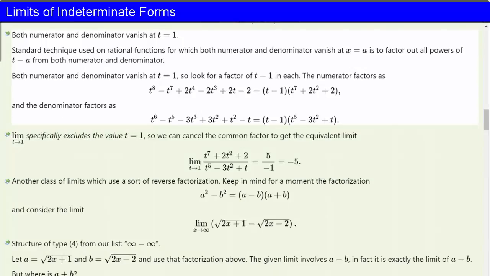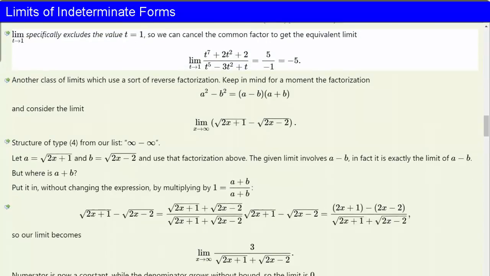The standard technique used on rational functions for which both numerator and denominator vanish at x equal a is to factor out all powers of t minus a from both numerator and denominator. This is straightforward in theory, but sometimes genuinely tough to carry out. In this case, both numerator and denominator vanish at t equal 1, so we look for a factor of t minus 1 in each. Be aware that the factor could be raised to a power. It turns out that in this case, the numerator factors as t minus 1 times a 7th degree polynomial, and the denominator factors as t minus 1 times a 5th degree polynomial.